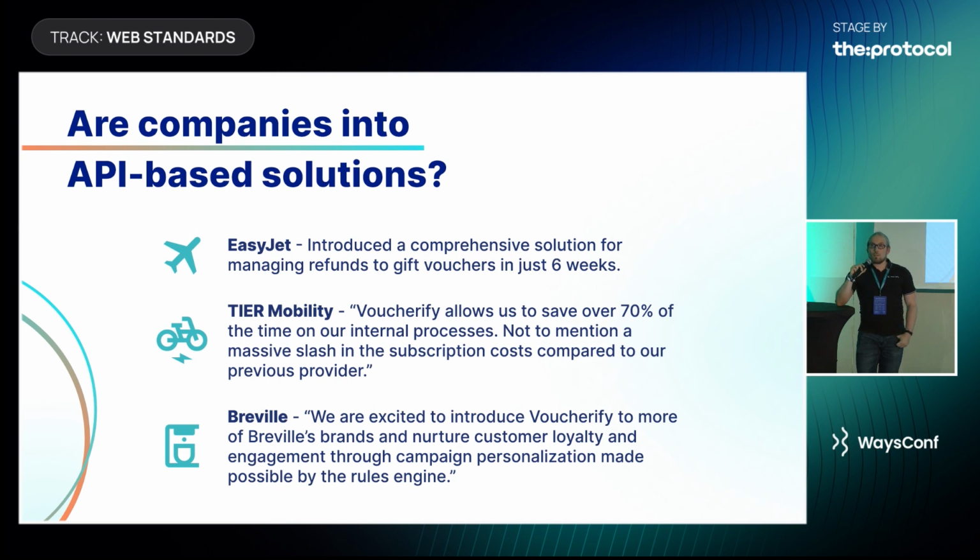Regarding Tier Mobility, which I believe you might know, they already used a solution that was not meeting their expectations. They were able to change the provider from their previous one to VoucherFi, reducing the costs, introducing some features that the previous solution was lacking. So you have the option to change the provider, you have the option to change the restaurant, and get value from this specific action.